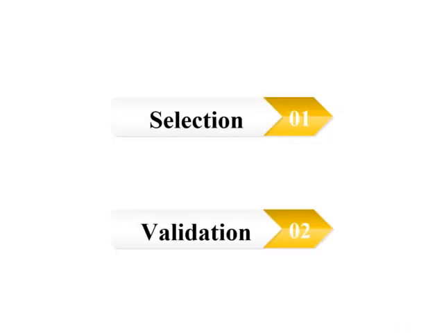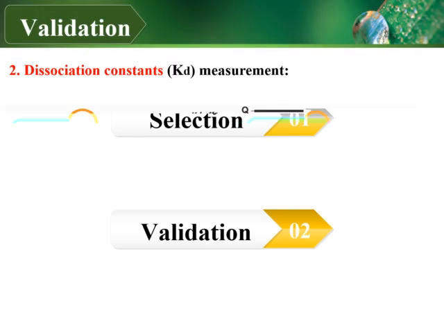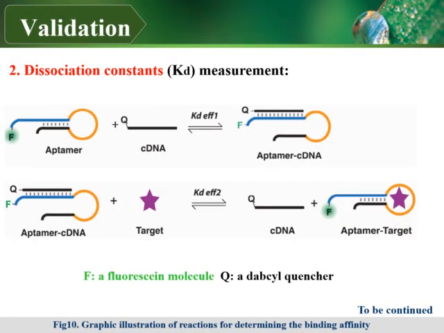The above part I have talked about is the selection. And after we get the aptamer, how can we know this aptamer is what we want? So we need to check it by validation. The second method I use is the dissociation constant measurement. Here, we need to measure the KD value.